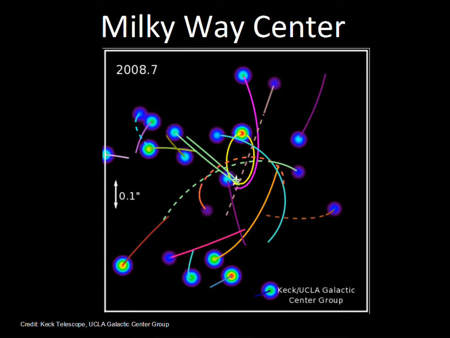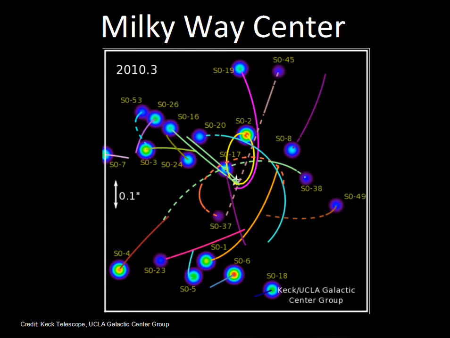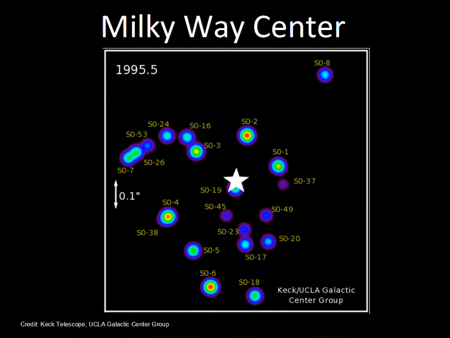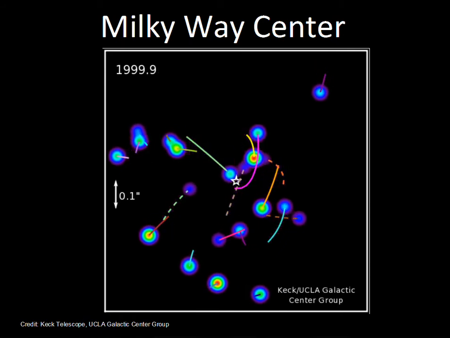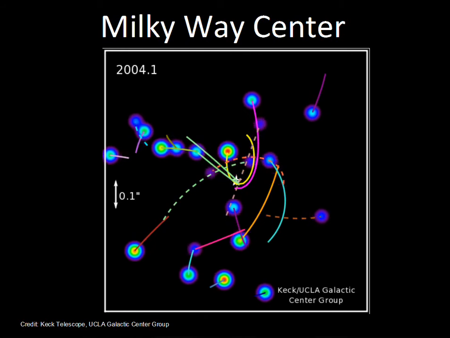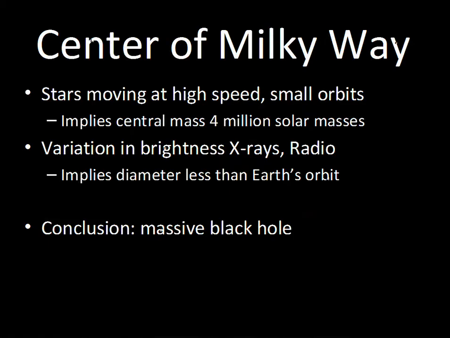Gravity gets out of that black hole and has an effect on the orbits of the stars. So we have a situation here of a black hole being discovered in our galaxy, and we'll talk about this in other galaxies as well. So 4 million solar masses would be an estimate of how much mass is in there. The variation in the brightness of the X-rays and in the radio information says that this mass has to be packed into something about the size of the Earth's orbit. A black hole fits that description.